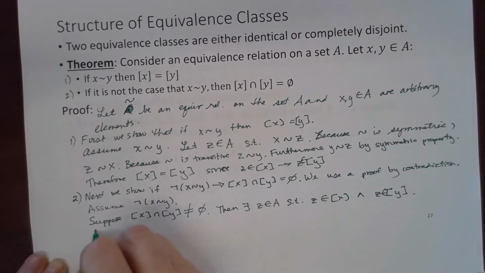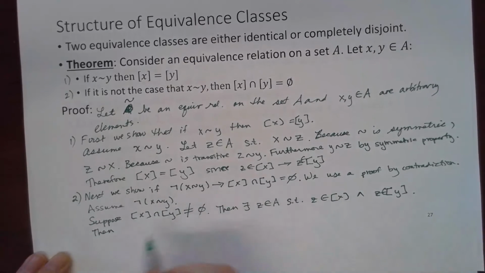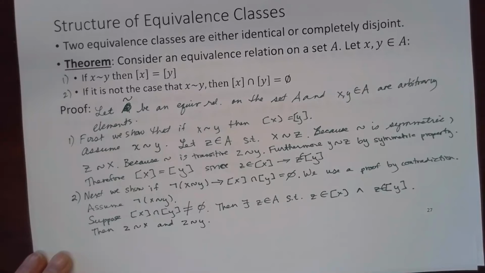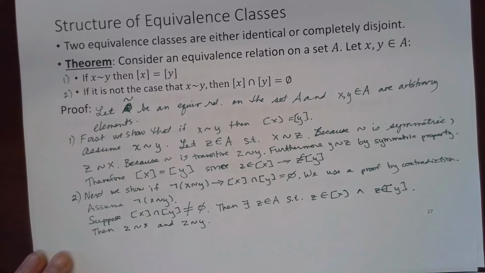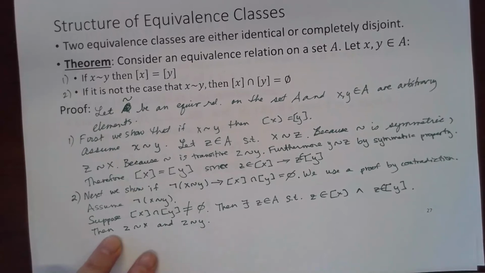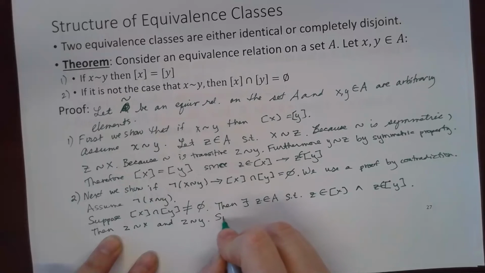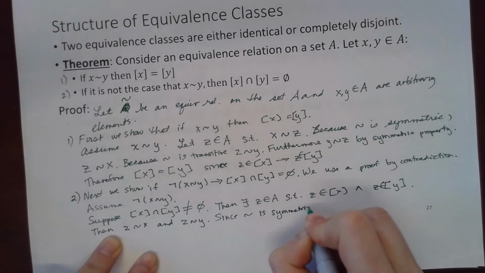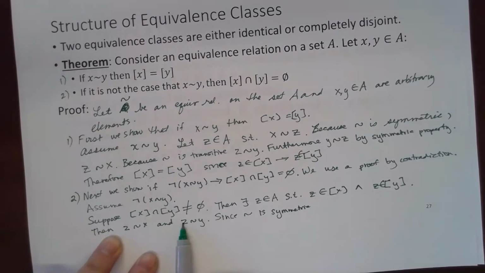Okay. Well, if Z is in this set, that means that Z is related to X. And if it's in this set, then that means Z is related to Y. Okay. That's the definition of being in that set, is that it's related. Now, once again, we can use the properties and flip one of these around. Let's do this one. So since this is symmetric, Z is related to Y, so Y must be related to Z.